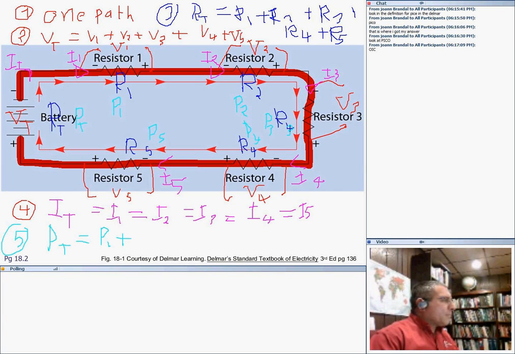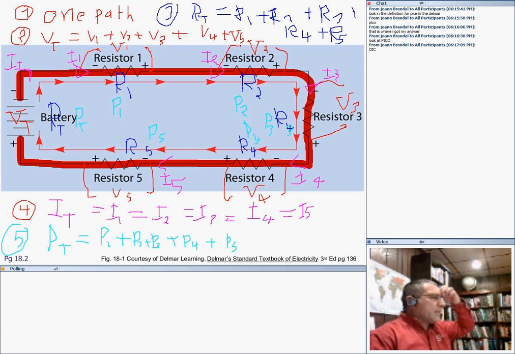So P total equals P1 plus P2 plus P3 plus P4 plus P5. And friend, if you have another resistor, it will be 6, 7, 8, 9, 10, 11, 12, and so forth. These rules are sacred rules for a series circuit.